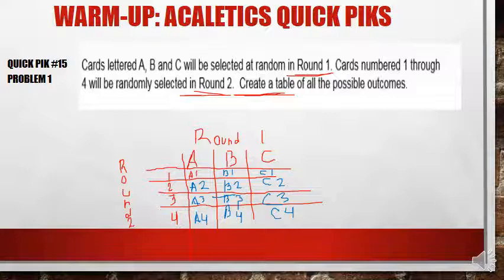Okay, so now when it's saying create a table of all the possible outcomes, if they were to ask us how many possible outcomes, we would actually just count them. So this would be 1, 2, 3, 4, 5, 6, 7, 8, 9, 10, 11, 12. So there are 12 possible outcomes.